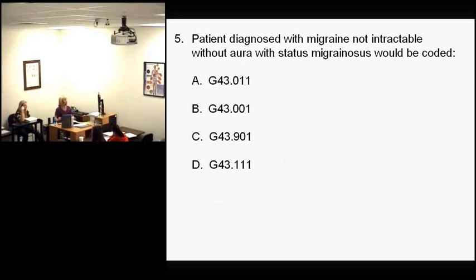Okay, number five, patient diagnosed with migraine not intractable without aura with status migrainosus would be coded.